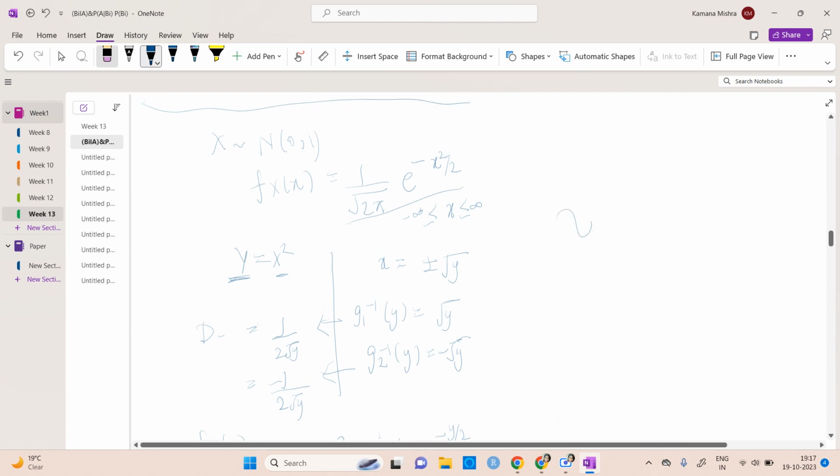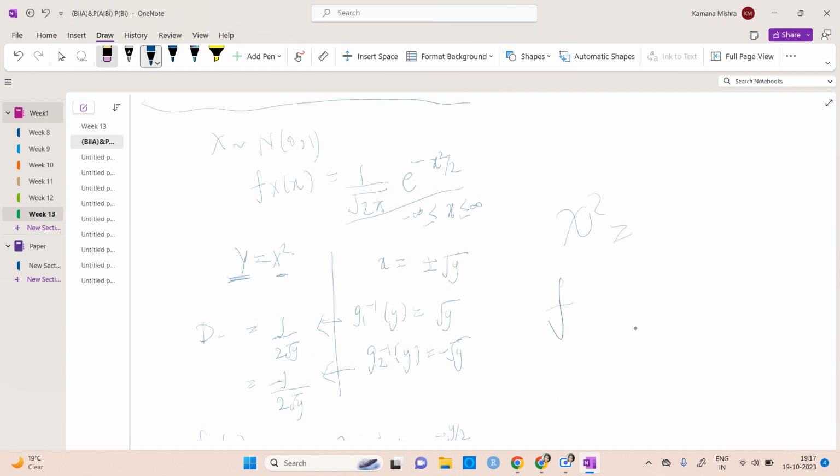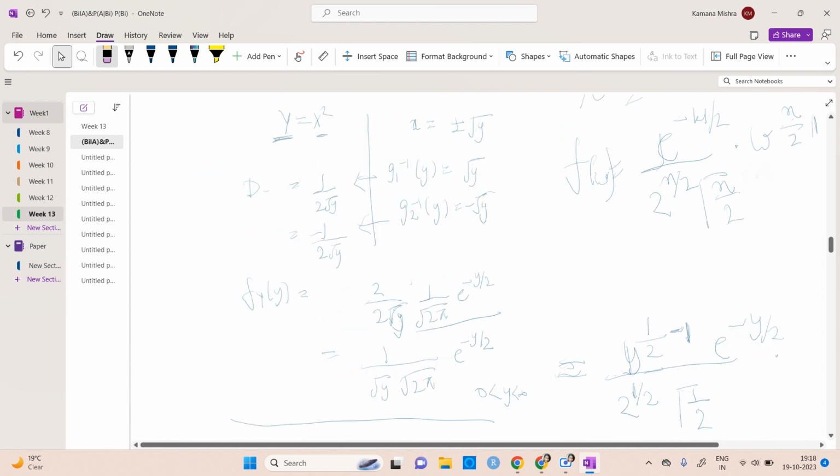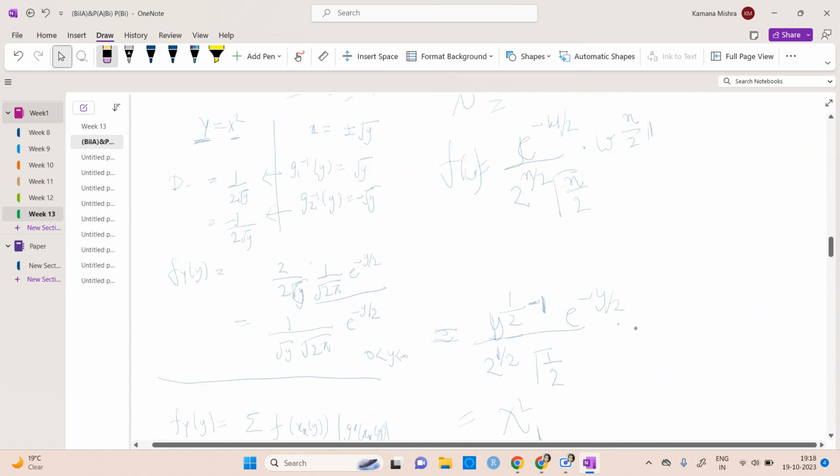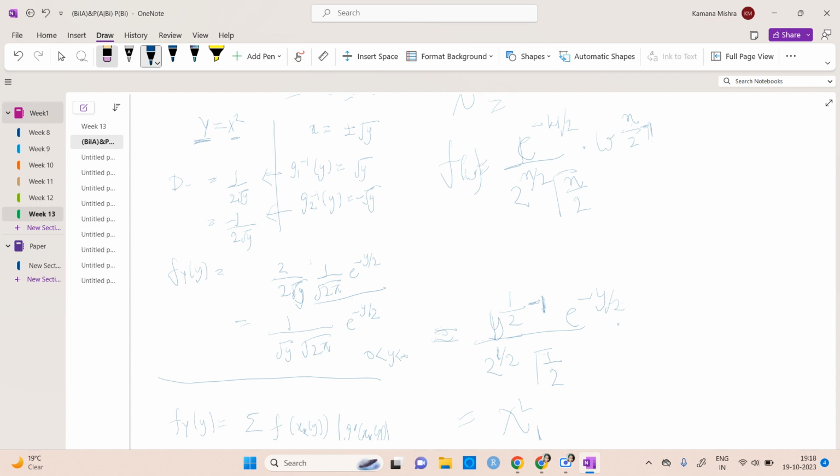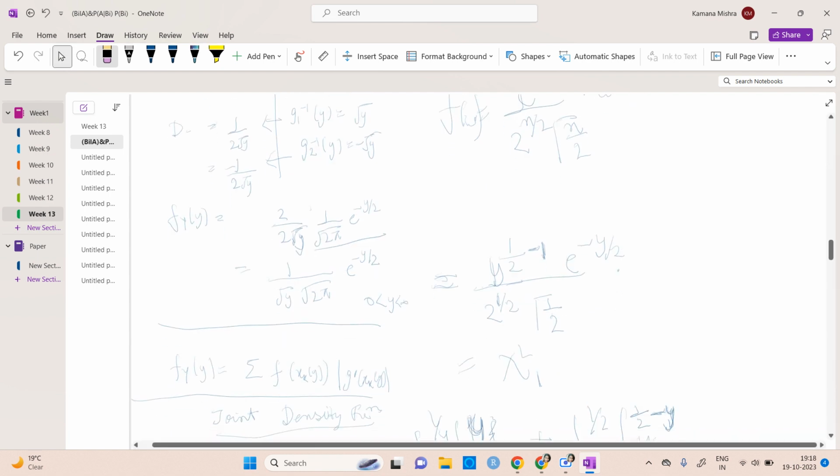How do we define chi-square? Its PDF is defined as f equal to 1 upon 2 to the power n by 2 gamma n by 2, e to the power minus w by 2, where w is the variable, and then w to the power n by 2 minus 1. If you compare this and this, you can see e to the power minus y by 2, y to the power 1 by 2 minus 1, and 2 to the power 1 by 2 gamma 1 by 2. So this is the chi-square distribution.